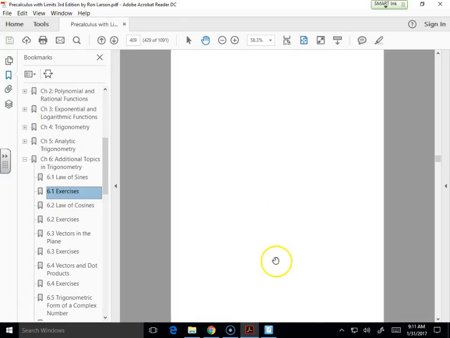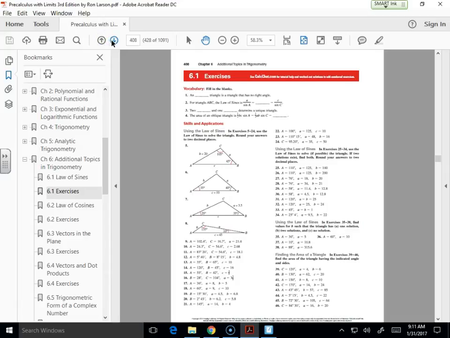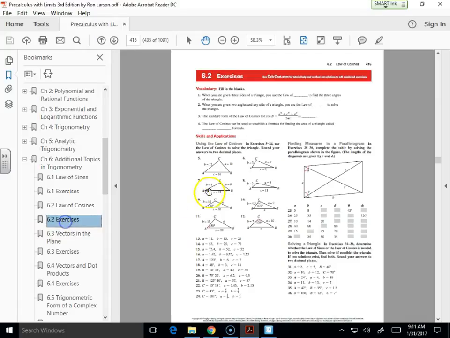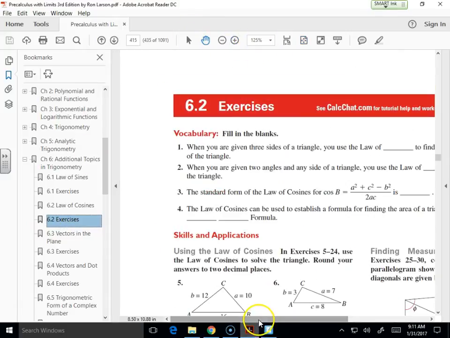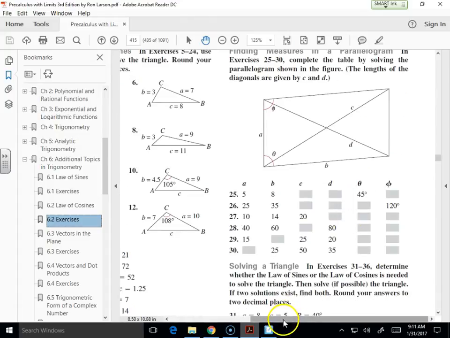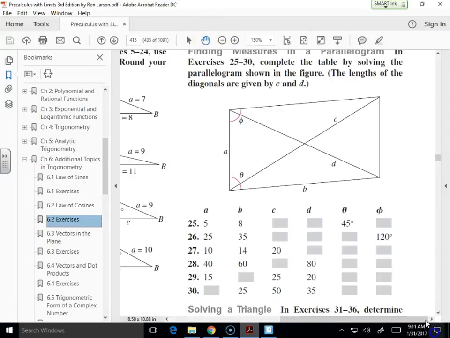Let's try 16 first. Okay, we'll come back to 51. Number 25 was one of those nasty fill in the chart thingamabobs, right? I believe it wasn't that nasty. Come on, my geometers. Complete the table by solving the parallelogram shown in the figure. The lengths of the diagonals are given by C and D.